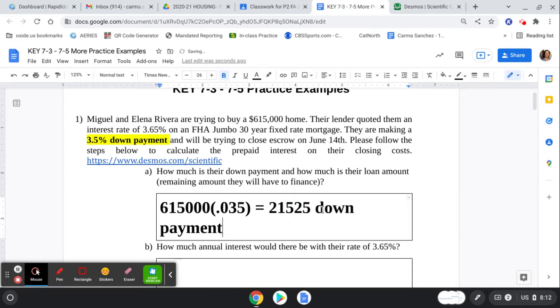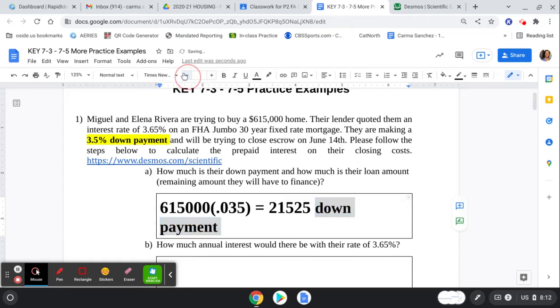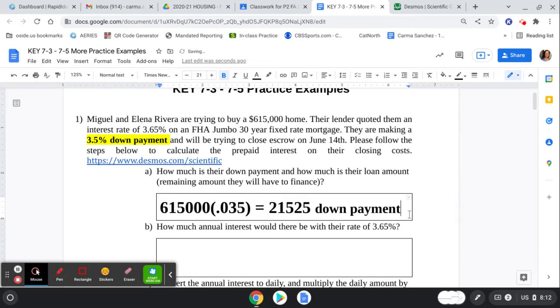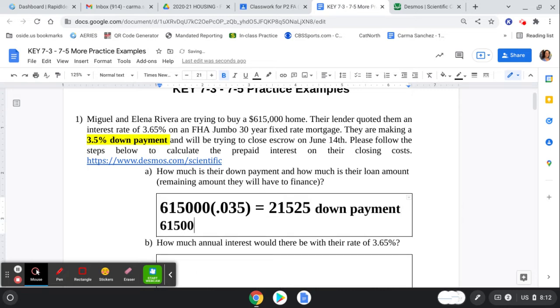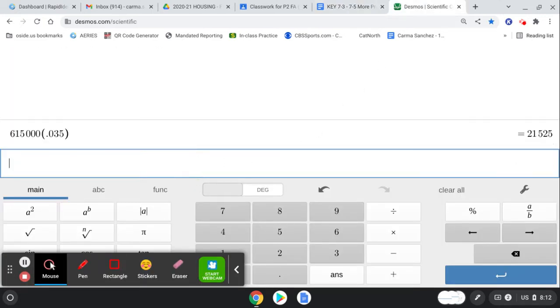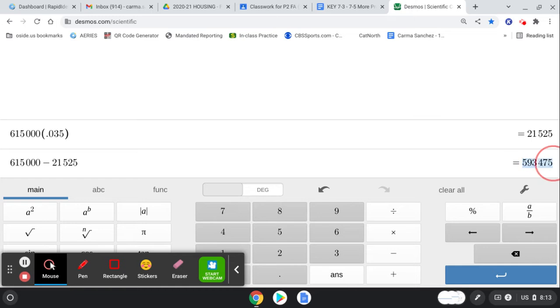Okay, so this is your down payment. And then how much is their loan amount remaining is the other question. So now we just have to subtract so we can see what's remaining for the loan amount. So $615,000 minus the $21,525. This remaining amount is going to be our loan amount. So $593,475.